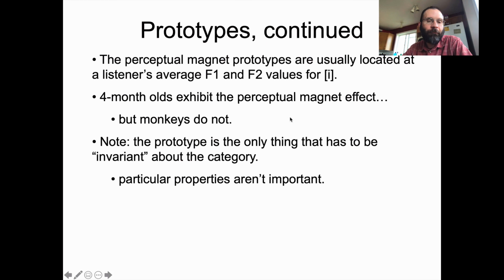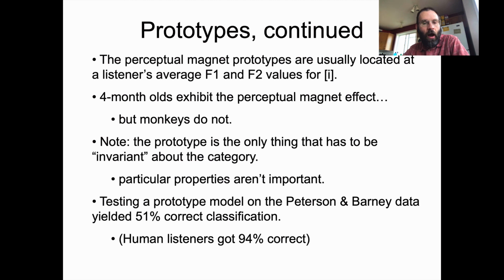So in this model, the prototype is the only thing that has to be invariant about the category, and the particular properties aren't as important, but you're still using properties like formant values to judge similarity to the prototype. But the prototype is what defines the category and not some specific dividing line in the vowel formant space.